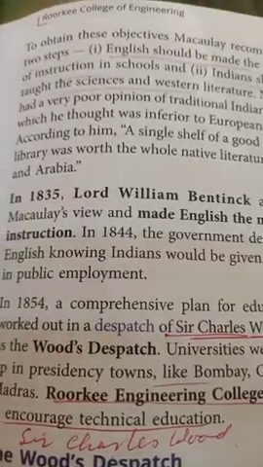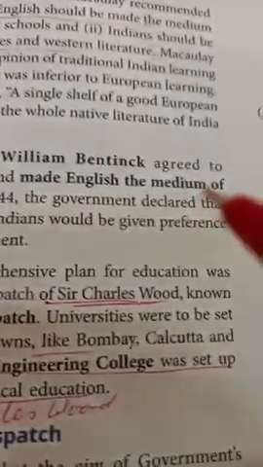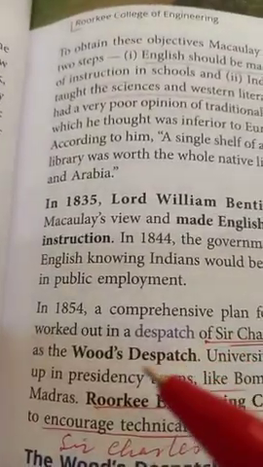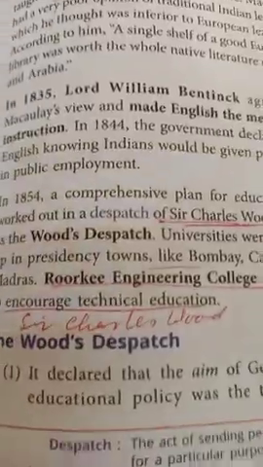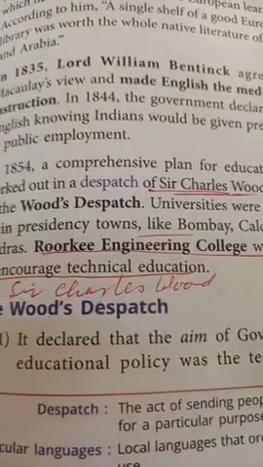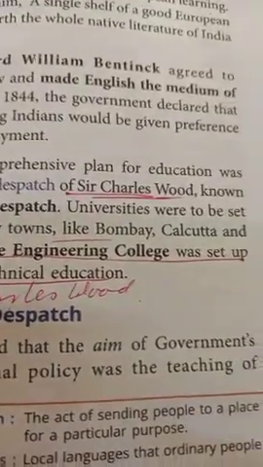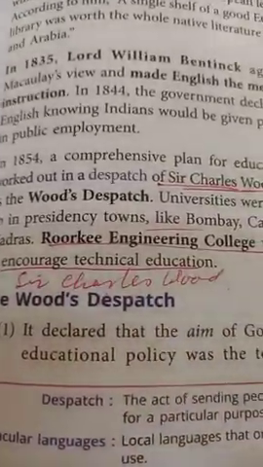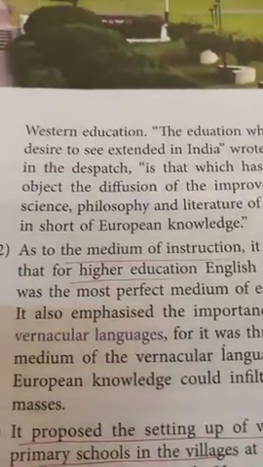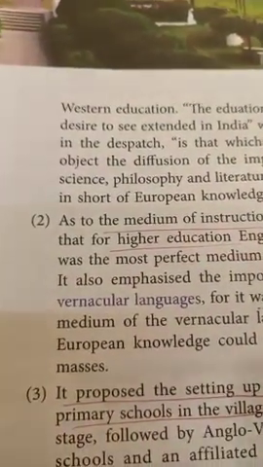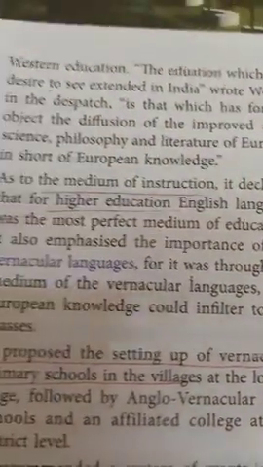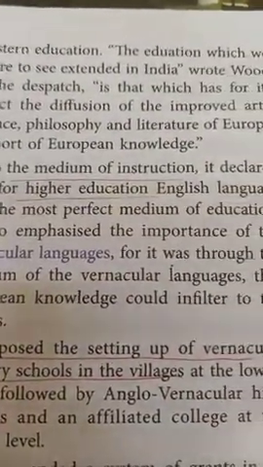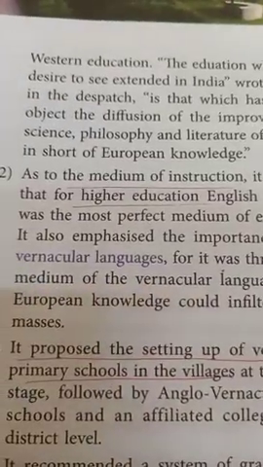Then came a comprehensive plan of education in 1854, worked out in the dispatch of Sir Charles Wood. Under his system, it declared that the aim of the government's education policy was the teaching of Western education. Second, as to the medium of instruction, it declared that for higher education, the English language was the most perfect medium.